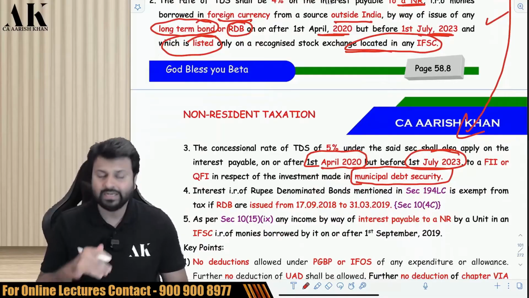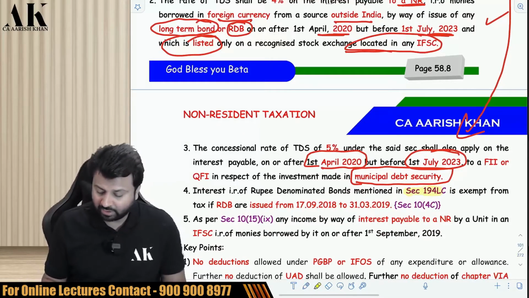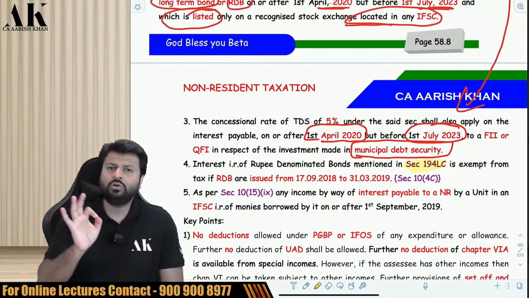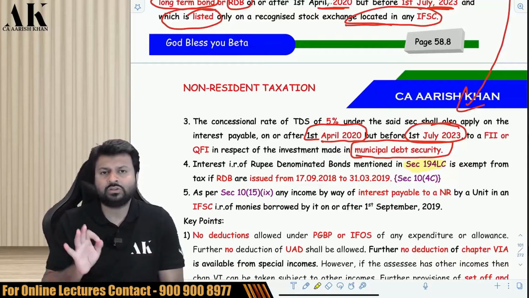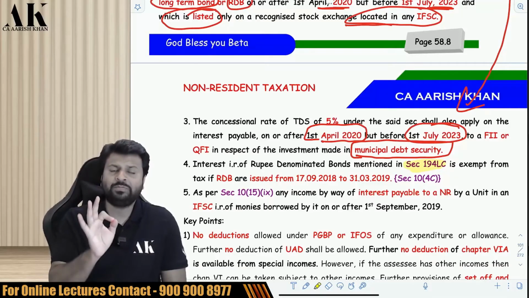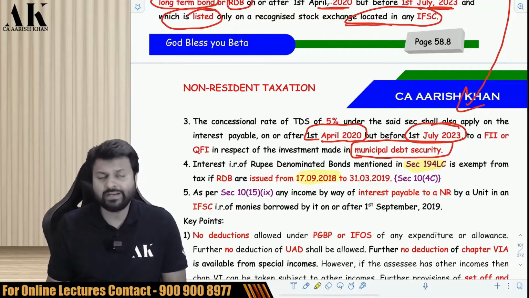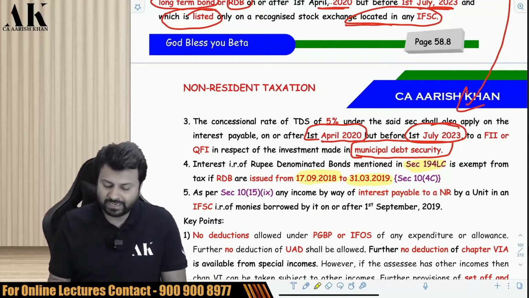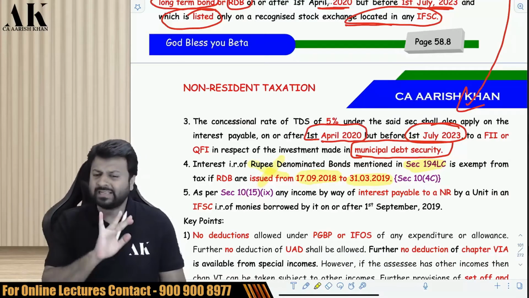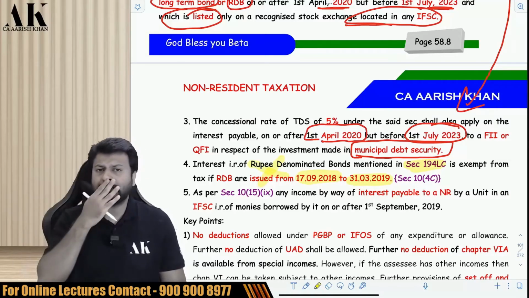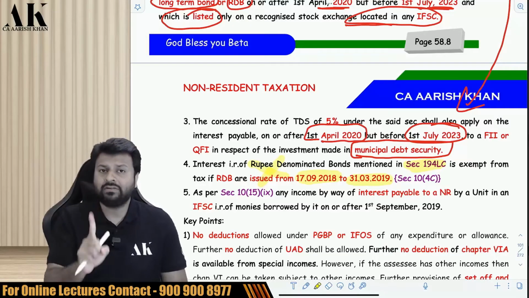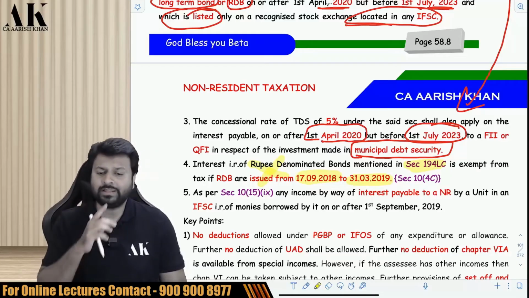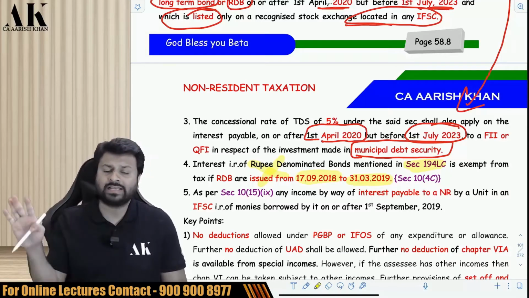Next. In 194LC, the government has given some exemption, and this is a very important point which ICAI has been testing again and again. You all know that in 194LC one of the instruments is the rupee denominated bond. But if the rupee denominated bonds are issued between 17 September 2018 to 31st March 2019, then the interest is exempt. That interest is not subject to tax at all. So you have to check this date in the exam, whether it is issued between 17 September 2018 and 31st March 2019 or not. If it is issued between that period, then it is always exempt.